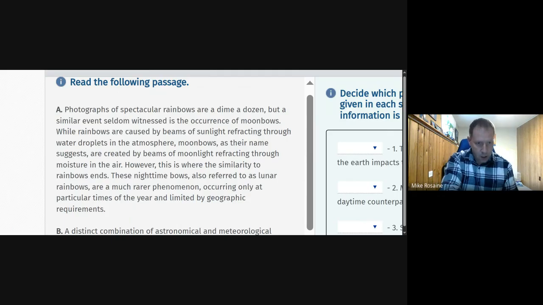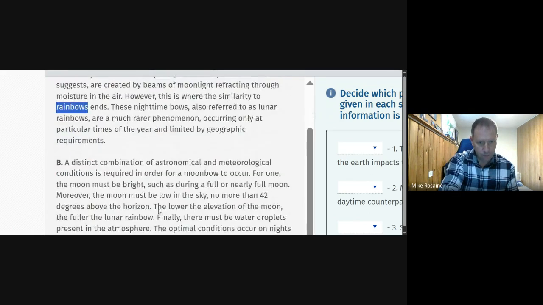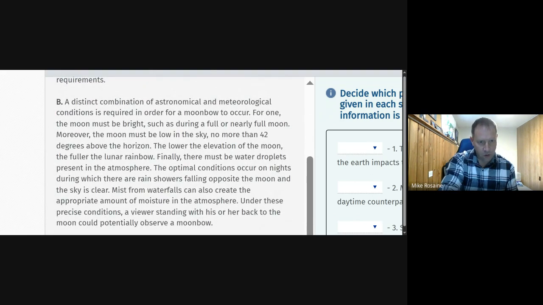I promise. Let's go back and look at the keywords you do know. Probably you know rainbow. Photographs of rainbows. Then there's something called moonbow. I've never heard of that, but anyway, doesn't matter. That's okay. Moonbow, similarity, rainbows. Now A is about rainbows and moonbows. That's all we need to know. Now let's go a little bit faster for B.